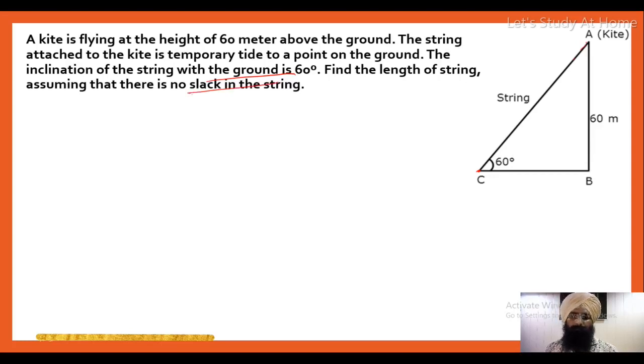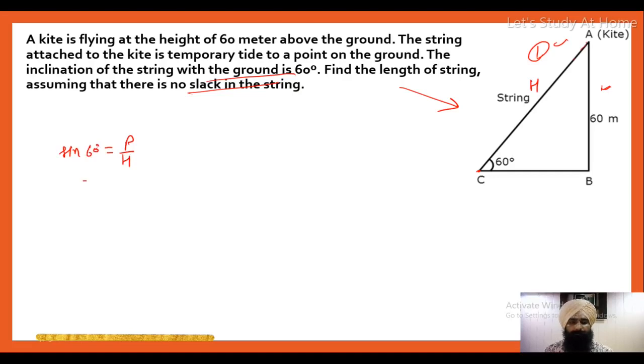Now what we want to find? We want to find the length of the string. That means hypotenuse we want to find. Situation into triangle means 1 mark is sure, your diagram gets 1 mark. Okay, now we will use here again, perpendicular is given, hypotenuse we want to find. Relation between perpendicular and hypotenuse, that is very first sine 60 degree. Okay ji, sine we will use here.